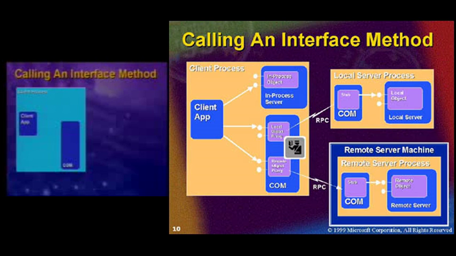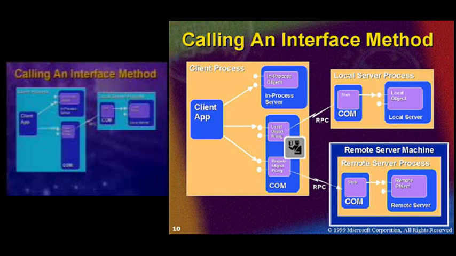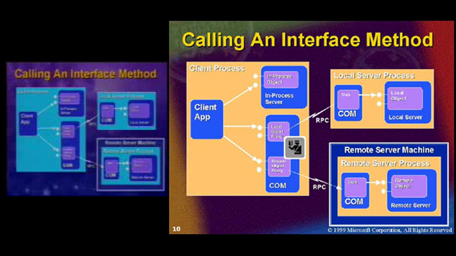Now, calling an interface method in COM is pretty straightforward. In the in-process case, in the same apartment, it's a direct function pointer method call. In the local case, you're going through proxy and stub. So COM gets in the act and does some work for you to make the illusion that a client is calling an in-process object and that the server is loaded in process. And the same thing happens in the remote case, except that you have to talk to a remote machine.